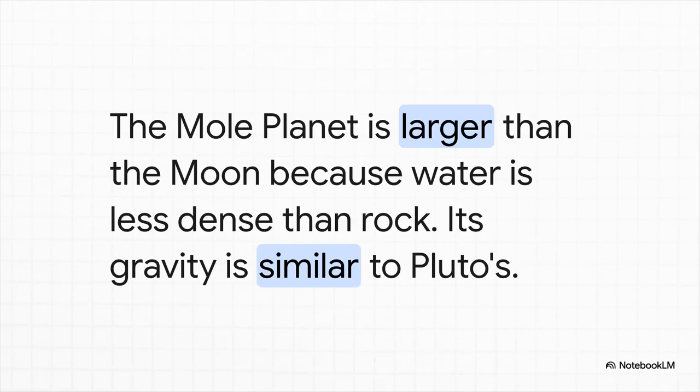But here is where it gets super interesting. Even though it's less massive than the moon, the mole planet would actually be bigger. Why? Well, because meat is mostly water, and that's way less dense than solid rock. So this lower density means its surface gravity would only be about 1/16 of Earth's, which is actually pretty similar to the gravity on Pluto.